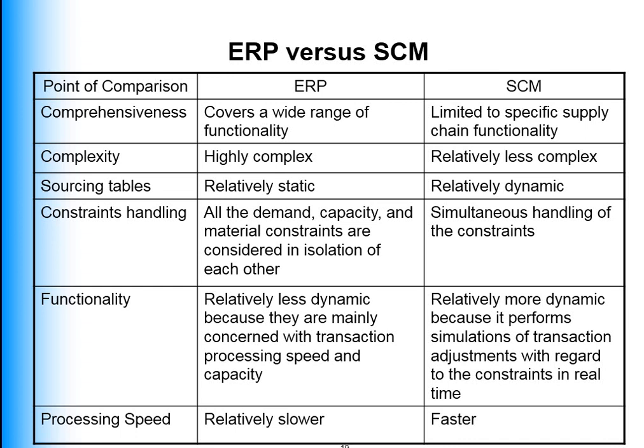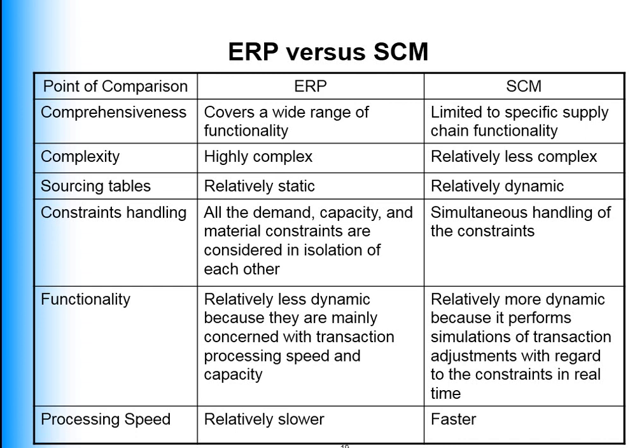So ERP combines all systems required by the company. It can be per module, while SCM is limited to specific supply chain functionality. So the SCM function is more about the supply chain: manufacturing, delivery, and possibly payment as part of it. Then complexity: ERP is highly complex, so SCM is relatively less complex. Sourcing tables are relatively static in ERP, while SCM is relatively dynamic.